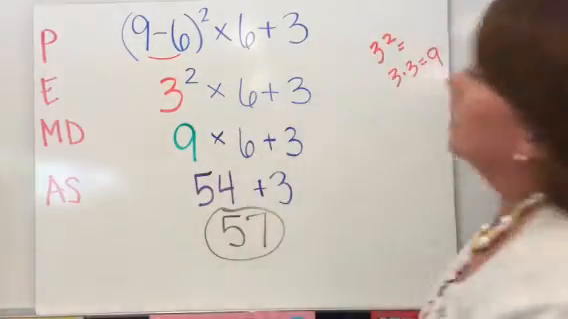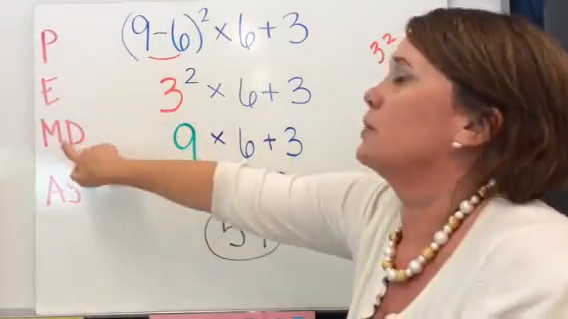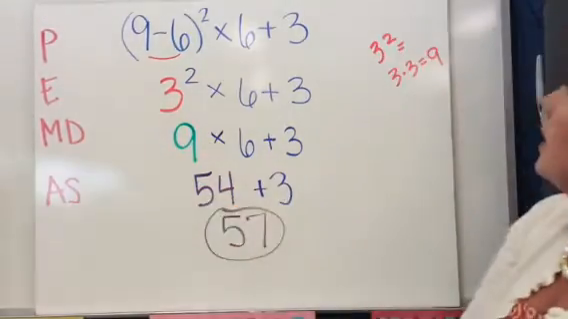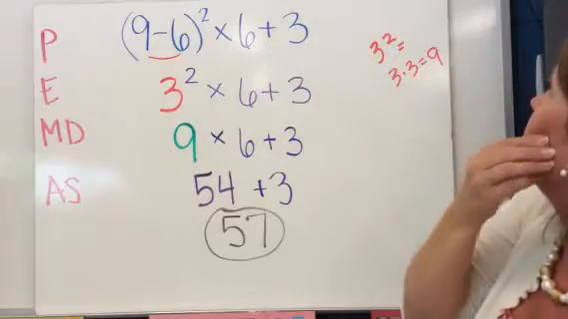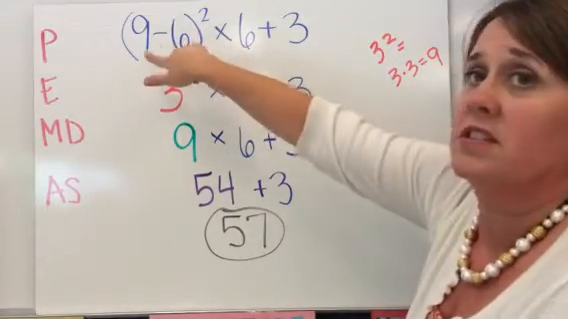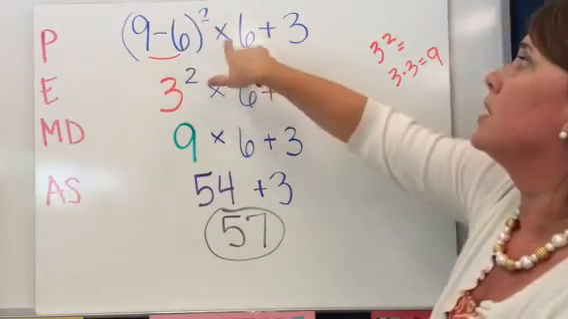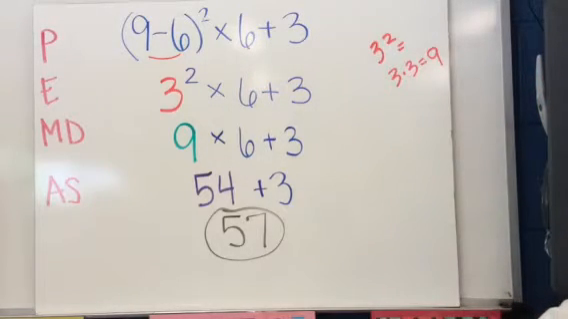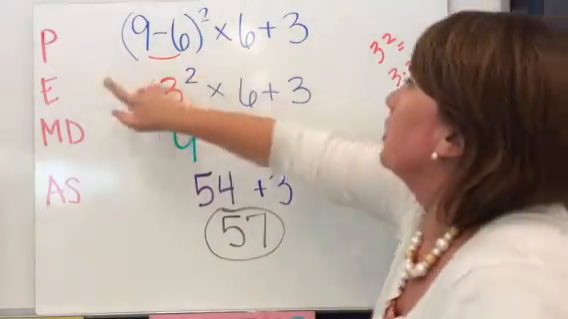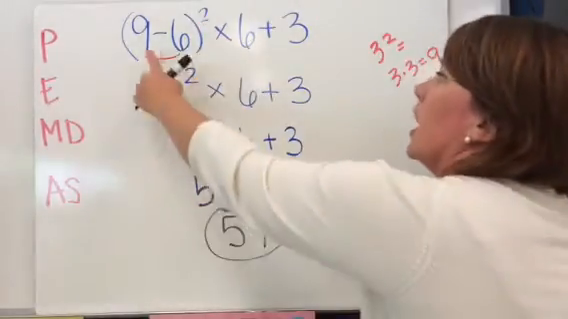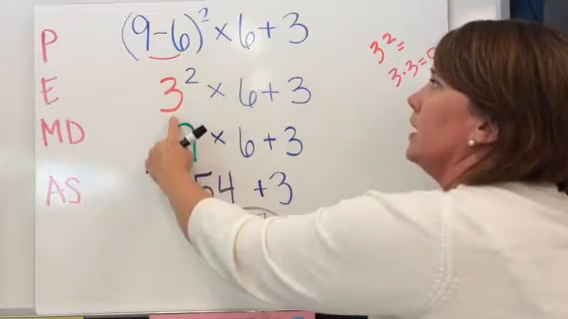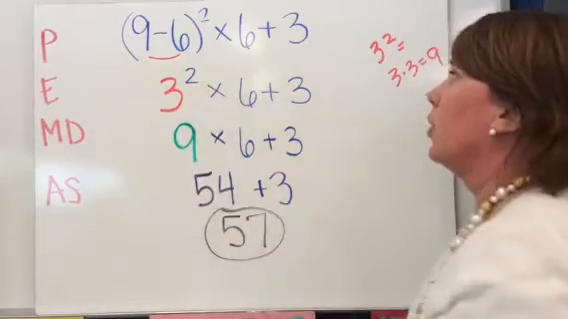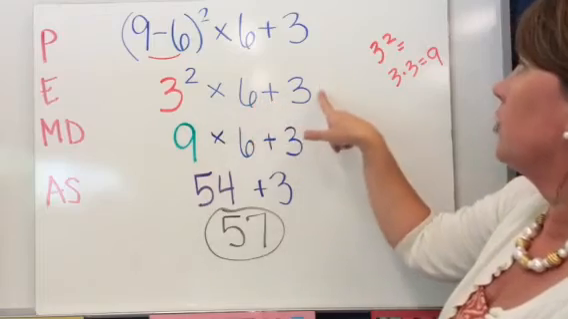Let's look at another one. Again, please excuse my dear Aunt Sally. This time we have 9 minus 6 in parentheses to the second power times 6 plus 3. So again, we do the parentheses first, and then we're going to do the exponents. Parentheses first. So 9 minus 6 equals 3. It's still to the second power times 6 plus 3.